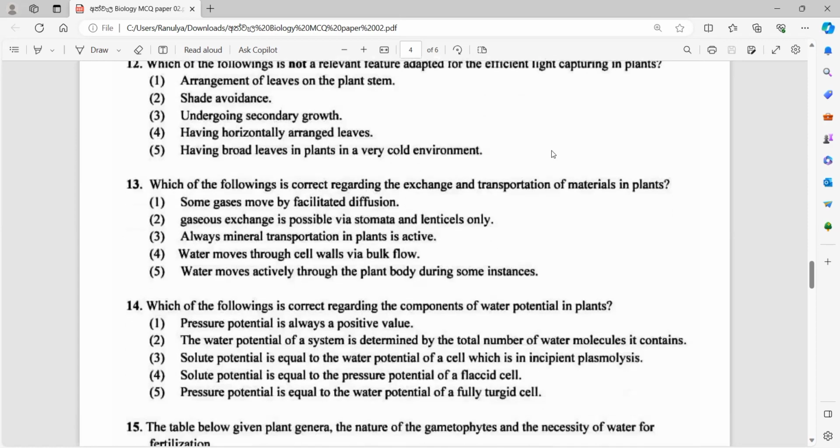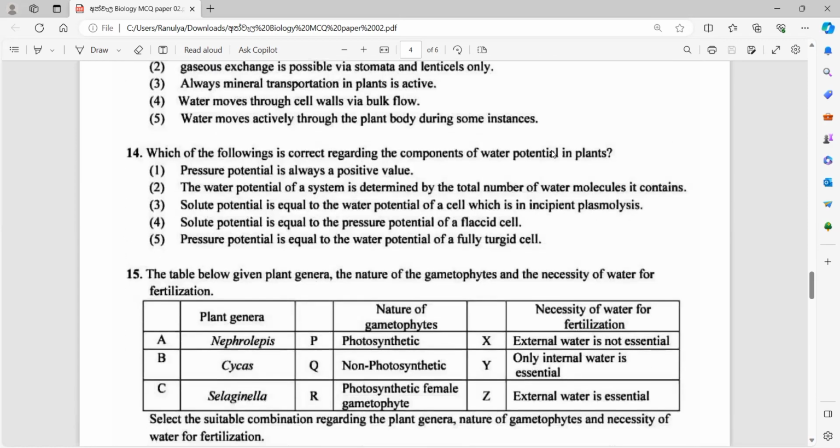The answer for the 13th question should be the fourth answer. Which of the following is correct regarding components of water potential in plants? Pressure potential is always a positive value. No, it can be a negative one, right? Now, ascent of xylem sap is driven by negative pressure. The water potential of a system is determined by the total number of water molecules it contains. No, that is determined by the number of solute molecules, right?